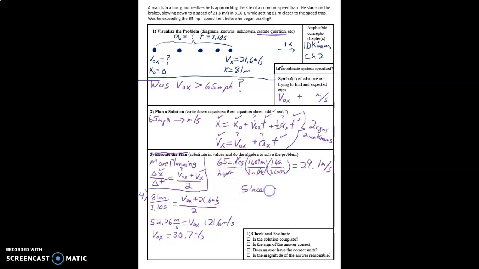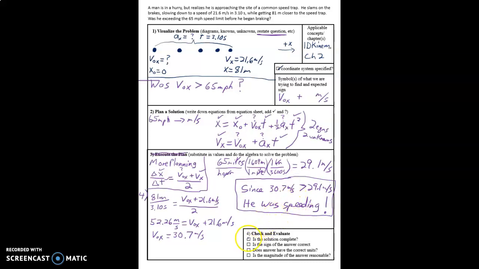So, since 30.7 meters per second is greater than 29.1 meters per second, he was speeding. All right, and that is our answer right there. Not just yes or no, but what did we use to make that decision?